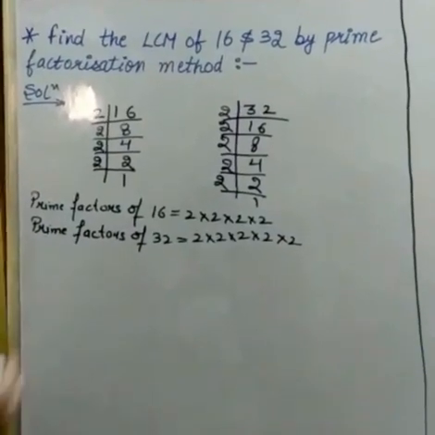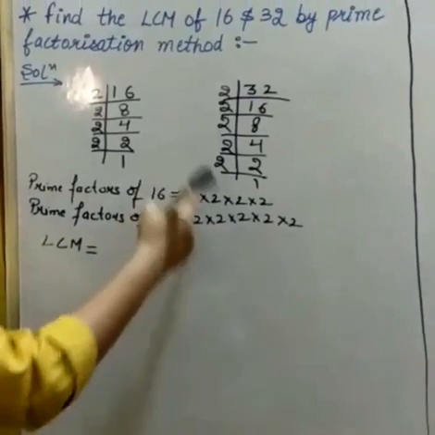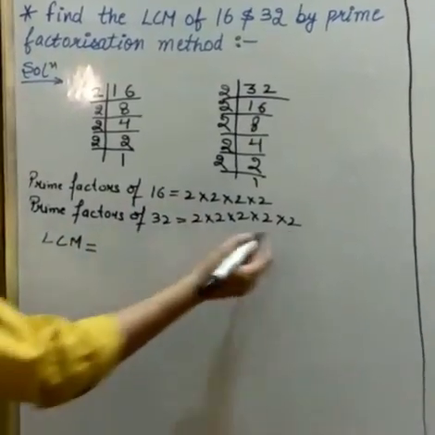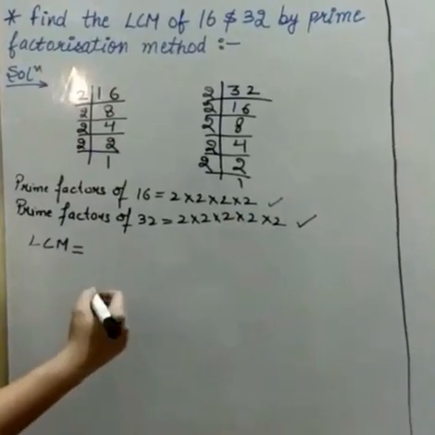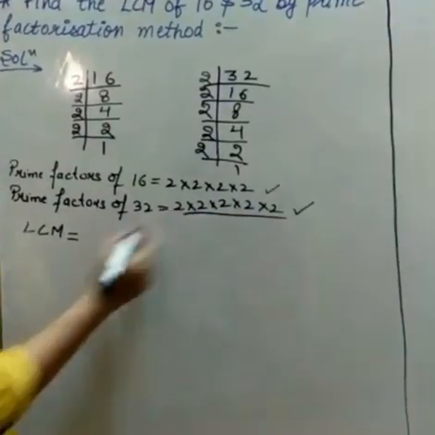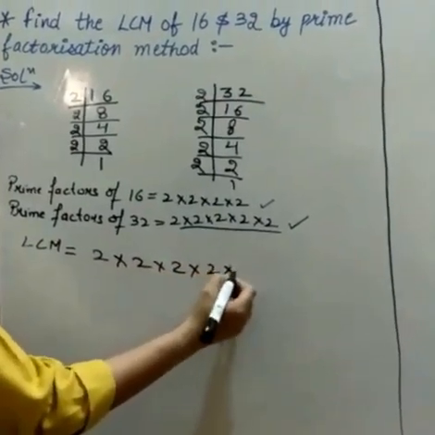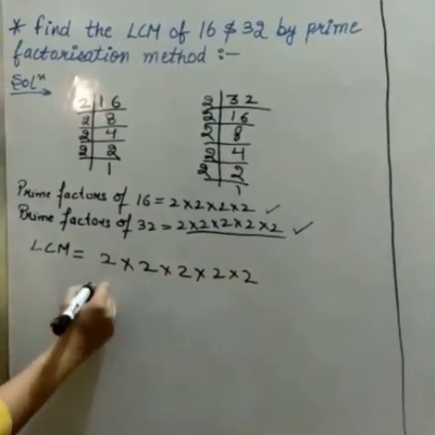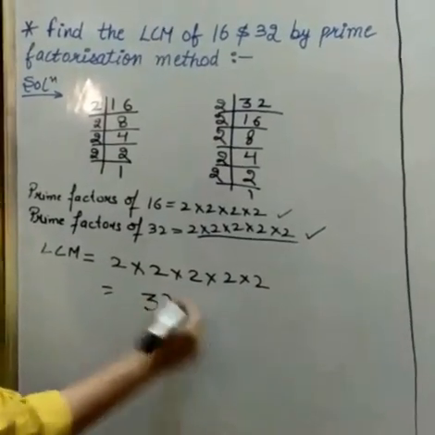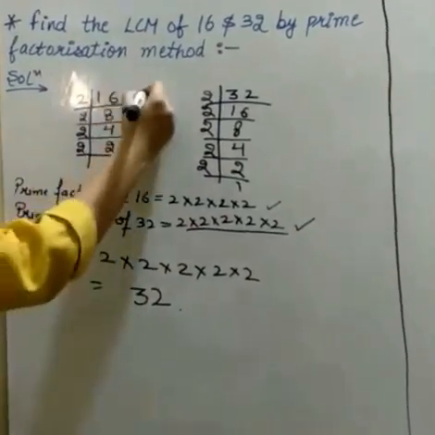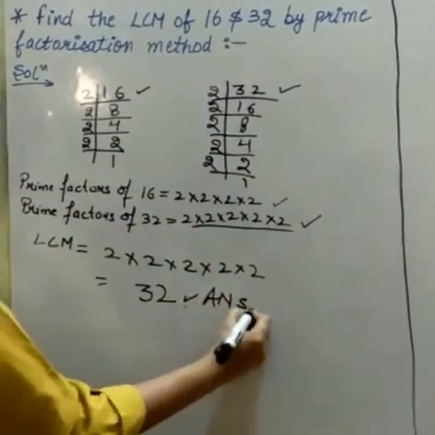Now see, we have to find the LCM. So, the maximum number of times a factor appears is what we will consider. Here 2 is 4 times and here 2 is 5 times. So, we'll consider 2 5 times. So, LCM will be 5 times 2. So, answer is 32. So, what is the LCM of 16 and 32? That is 32. This is your answer.